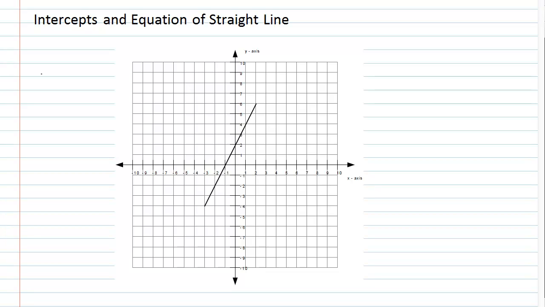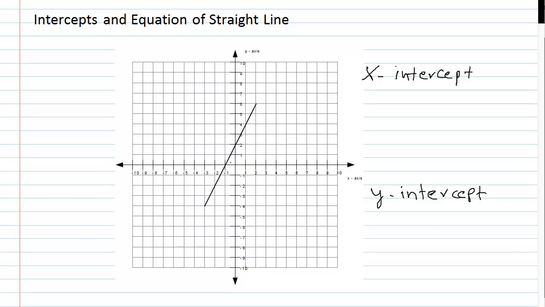In this section, we will build on the concept of slope and learn about intercepts and the equation of a straight line. So, what is an intercept? Well, each line has two intercepts, an x-intercept and a y-intercept. By x-intercept, we mean that that's the point where the line crosses the x-axis.